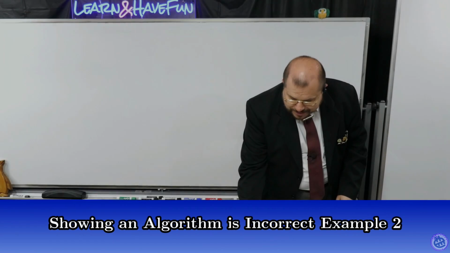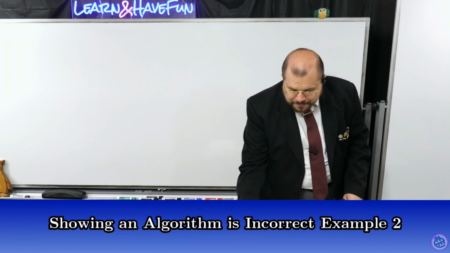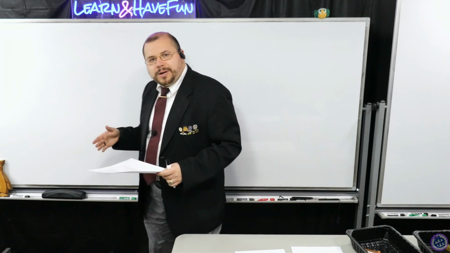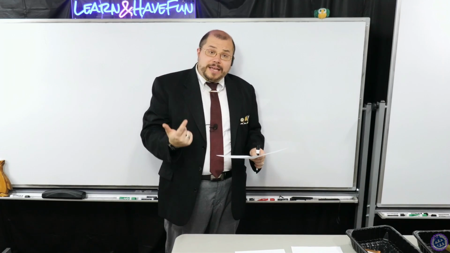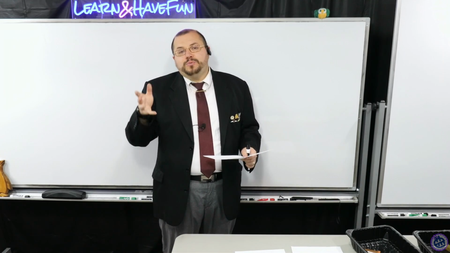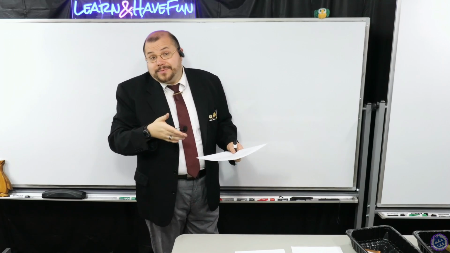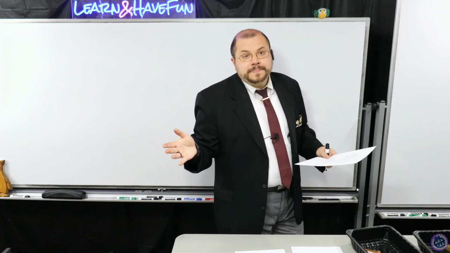So we're going to do a different example here. We're going to consider the search problem once again. Given an array and a key X, I would like to find where that key X is in the array A. If it doesn't exist, I want to return -1.